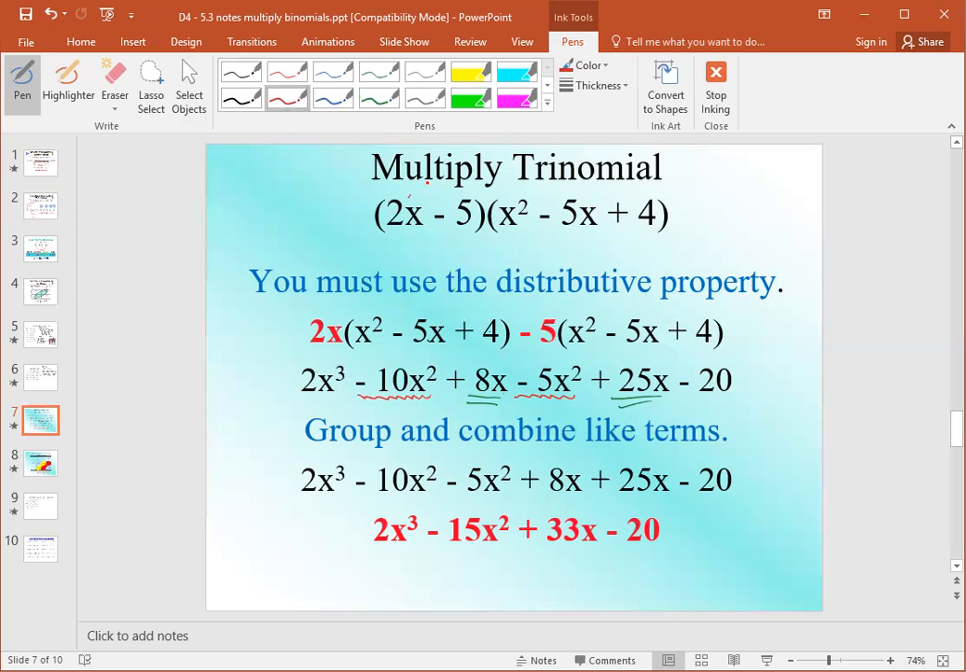Now sometimes, if you don't want to write it all the way out like this, you've seen people go 2x times x squared, 2x times negative 5x, 2x times 4. That is the same as writing this distribution in this very first section right here. Then they would do the same thing with the 5: negative 5 times x squared, negative 5 times negative 5x, negative 5 times 4. You can do it that way, or you can just write it out.